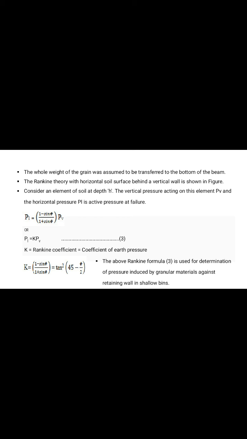The above third equation is used for determination of pressure induced by granular materials against a retaining wall in shallow bins. Generally the Rankine formula is used for calculation of lateral pressure in shallow bins. So Rankine theory is generally used for calculation of pressure in shallow bins.